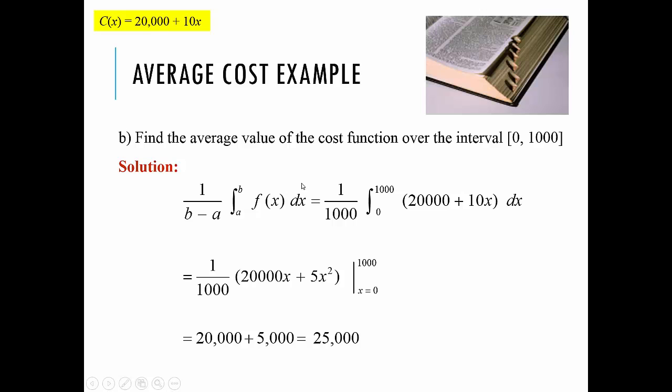I want to find the average value. So in this case, I'm using this function. Once again, I have my cost function here. So I do this piece first. I find the antiderivative. How is this 1,000? Because it's 1,000 minus 0. And then I evaluate at these points. And finally, I divide by 1,000 and I get 25,000.